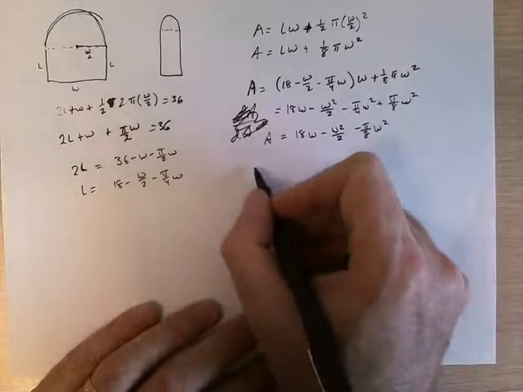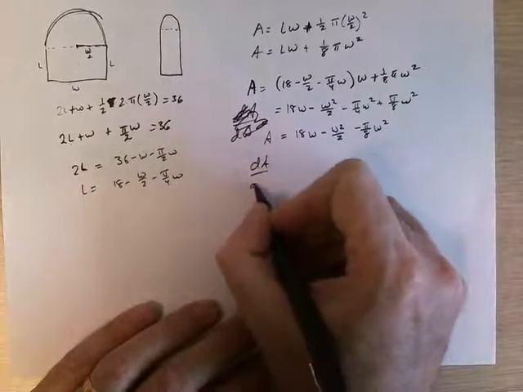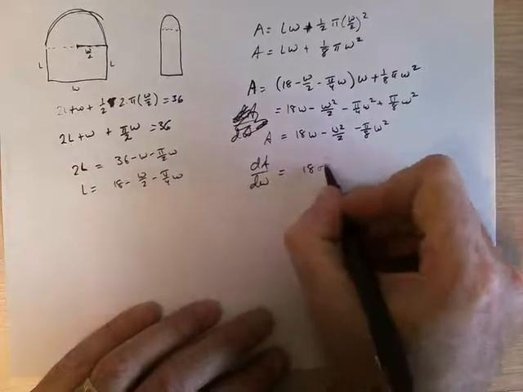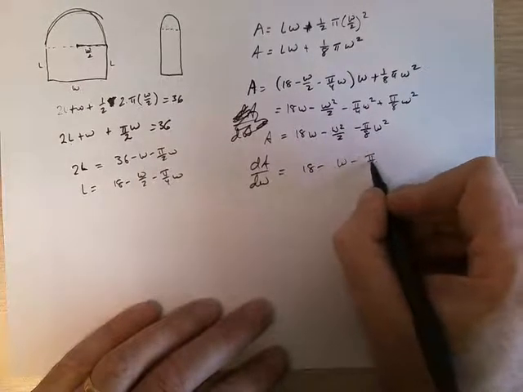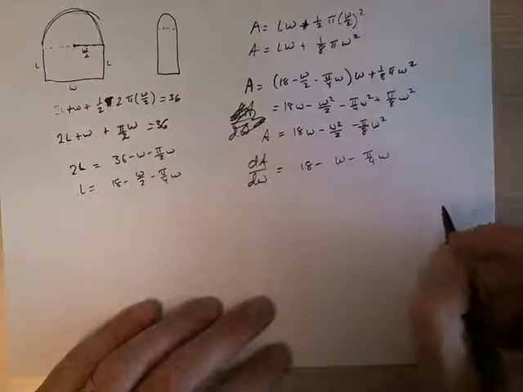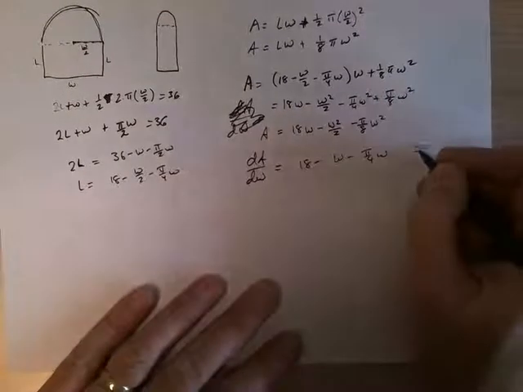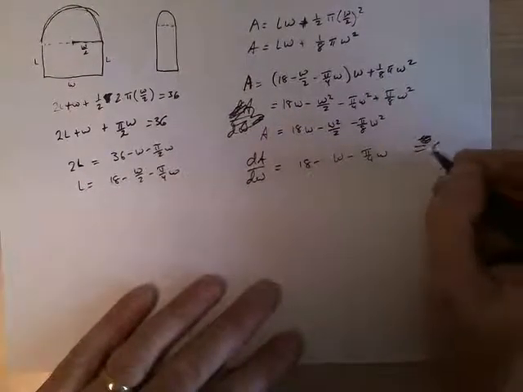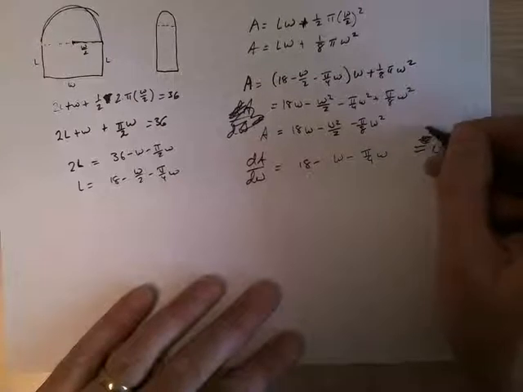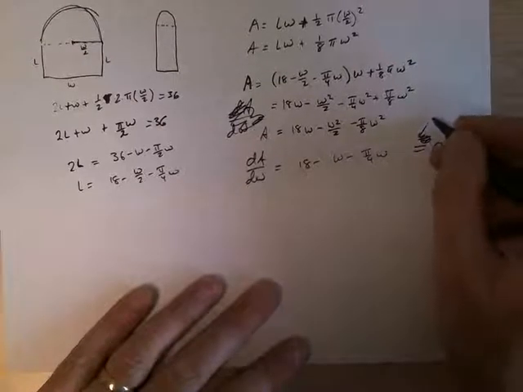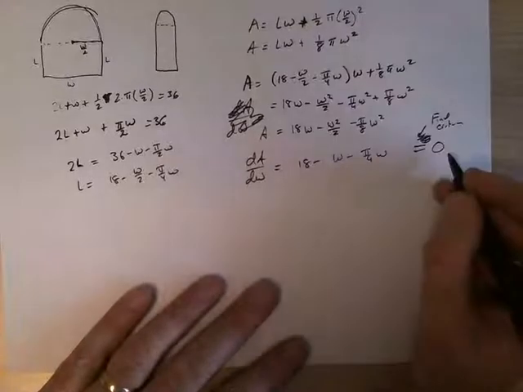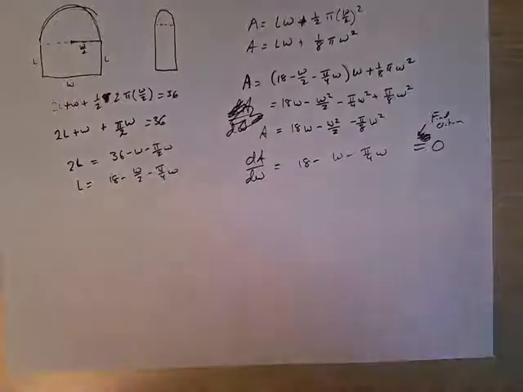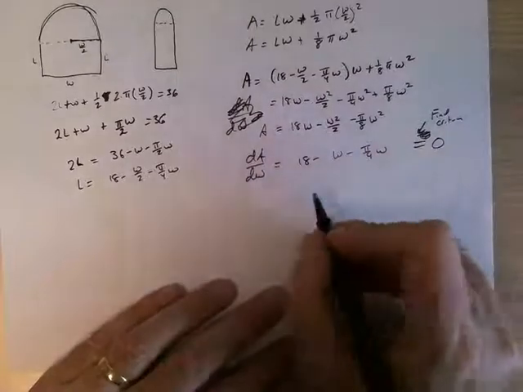So that's the area. So now dA/dW is 18 minus W minus pi over 4 W, right? And I'm going to set this equal to 0 to find the critical point. Derivatives aren't always equal to 0, but when you're looking for maxes and mins, that's when you want the derivative equal to 0.